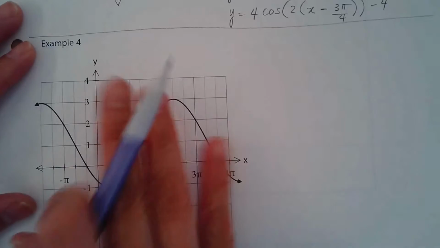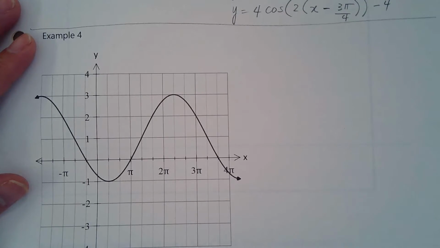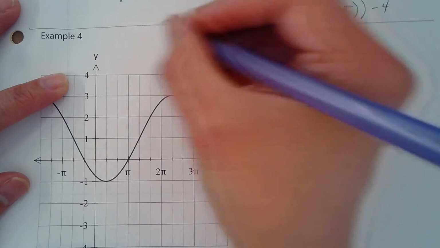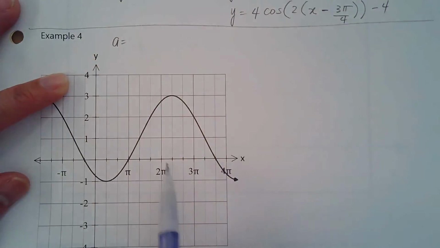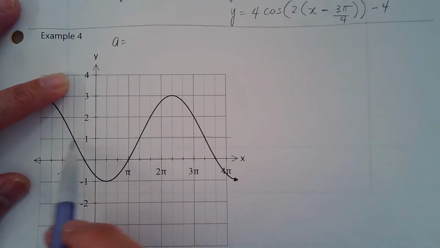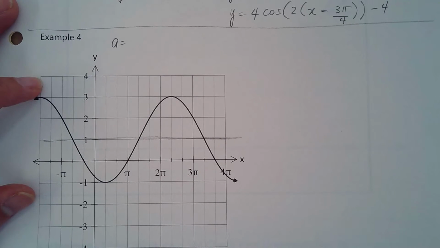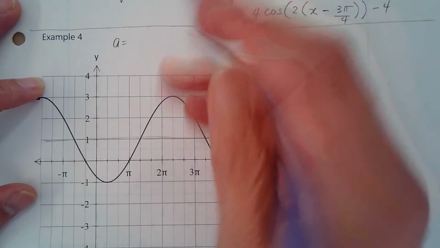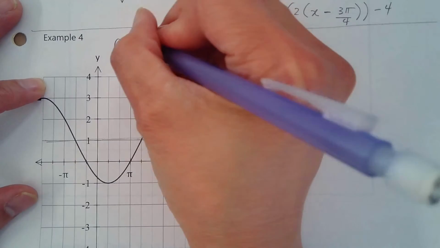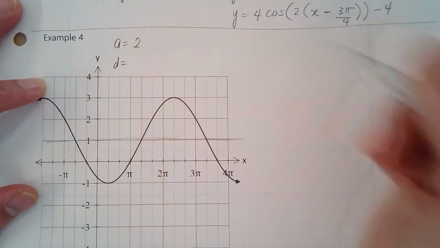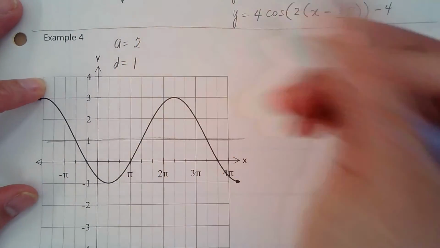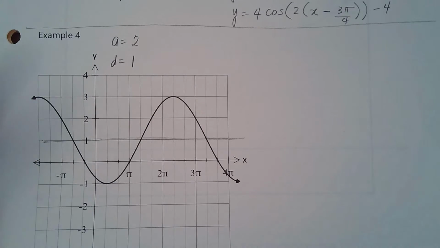Okay, last bit, example 4. What's the amplitude? 2. So I can eyeball my median, right? Yeah, you can eyeball your median. And so I can eyeball my amplitude, so 2. Median, or D, is 1. That's easy. What about this one?